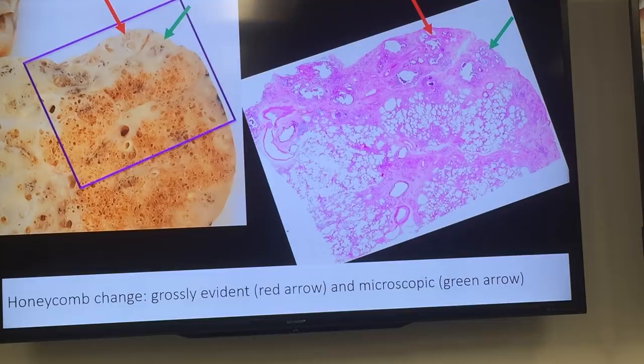What's happening in this picture is that in the gross, the purple again is the area of the microscopic. Does everyone get that? So the red area is where you do see honeycomb change grossly and it's seen on the microscopic. Then the green is where you can't really see it grossly and it's also present on the microscope. So why I'm showing you this is the gross is a very good approximation to what happens on radiology. They just can't be sure whether something they're seeing is honeycomb change or just fibrosis. And that's very critical when you're trying to tell UIP from NSIP, whether there's honeycomb.